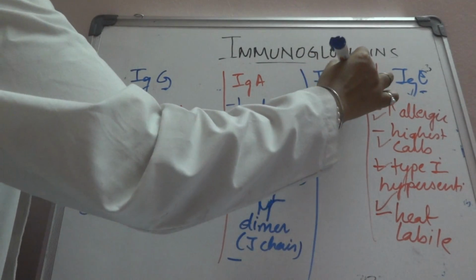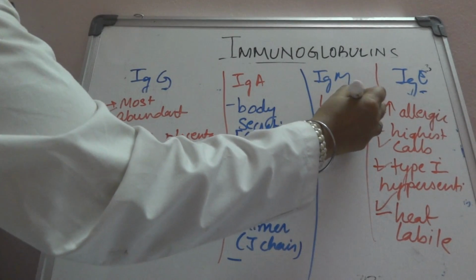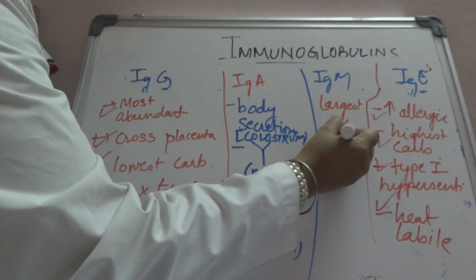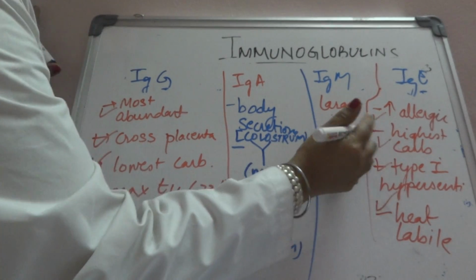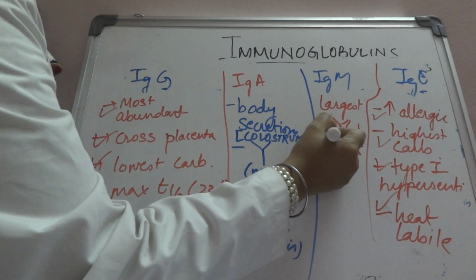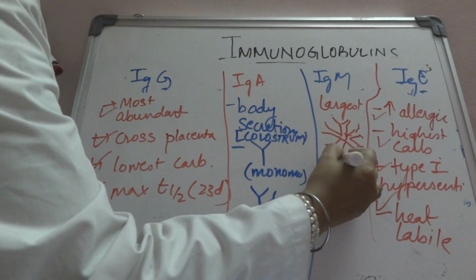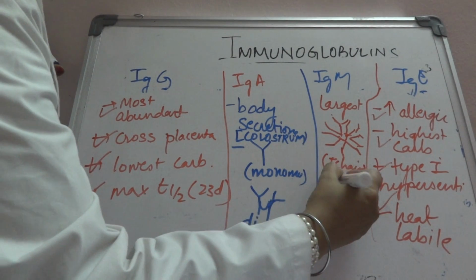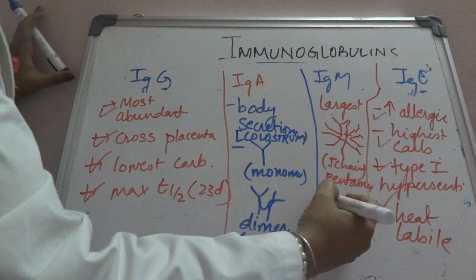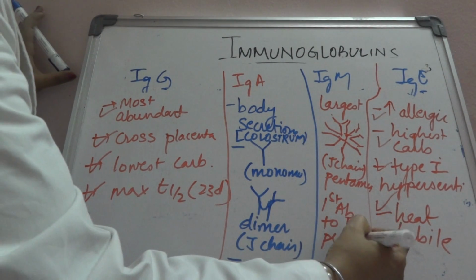Coming to IgM. IgM is the largest. Why is it the largest of all immunoglobulins? Because it is not present as a single Y, it is present as a flower shaped structure joined through a J chain. So it is actually a pentamer: 5 monomers form a pentamer. And it is the first antibody to be produced in infection.